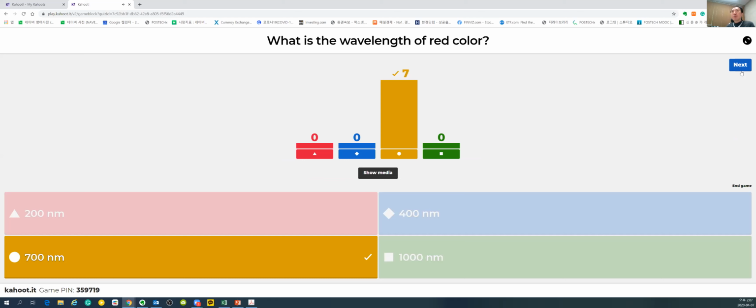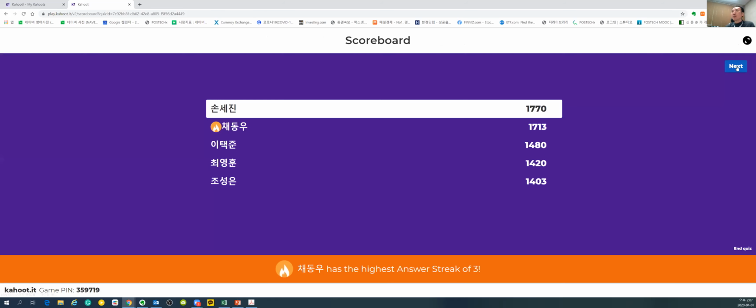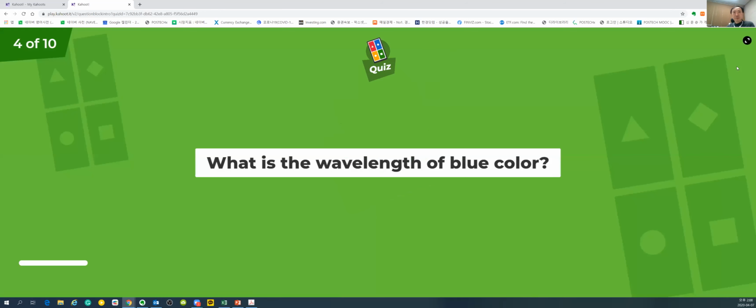Okay, very good. At least you know about the wavelengths of visible light. So one end is red light. Red light is about 700 nanometers. How about the other end?